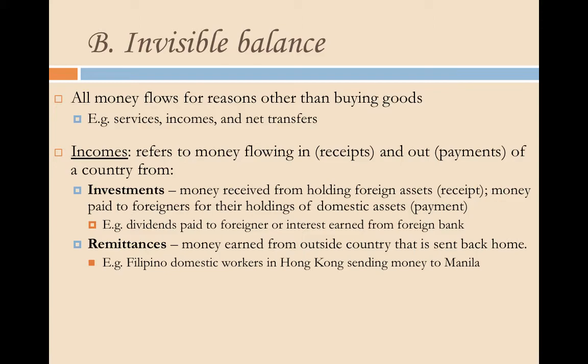The next kind of major income transfer in the current account is called remittances. And remittances is basically when money is sent to another country. It's when you remit money, you send money from one country to another. And primarily it's when overseas workers send money to their country of origin.